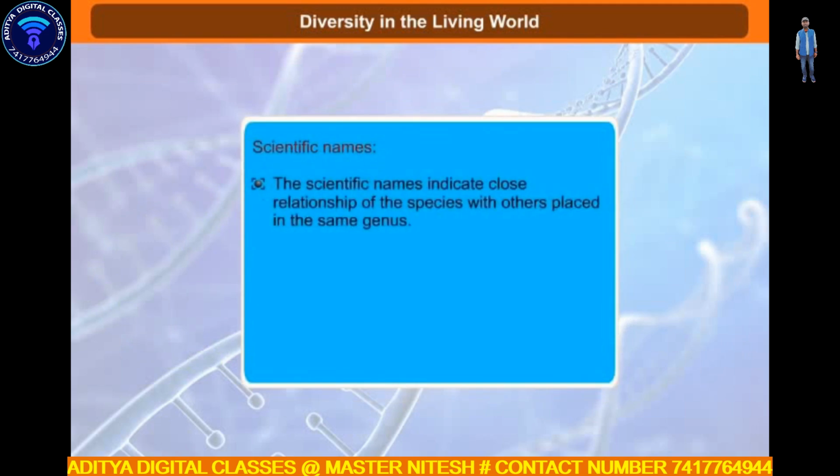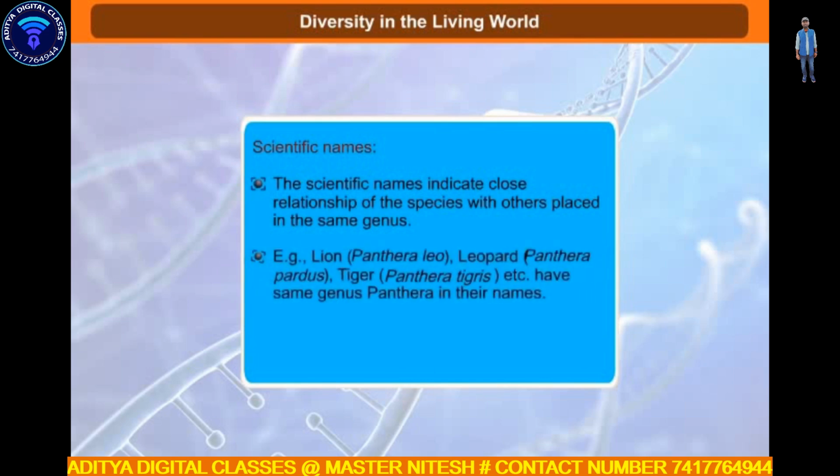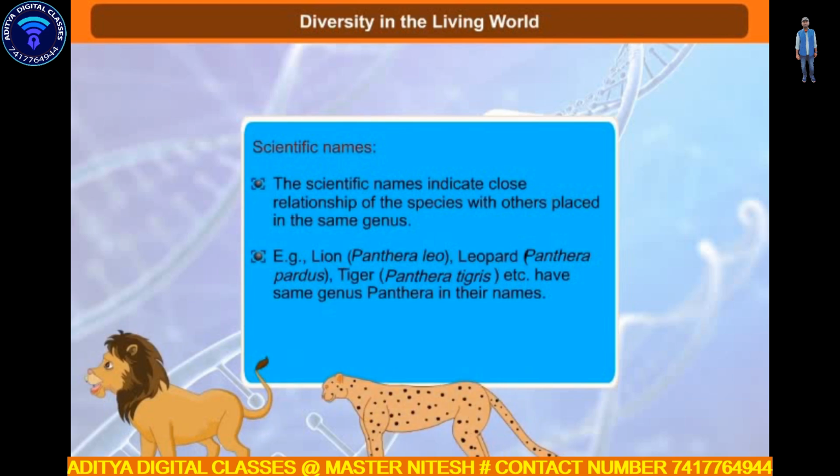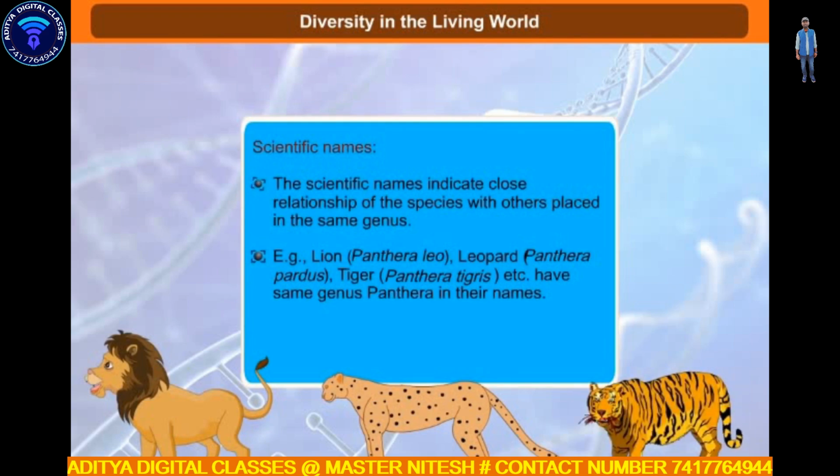The scientific names indicate close relationship of the species with others placed in the same genus. Example: lion, Panthera leo; leopard, Panthera pardus; tiger, Panthera tigris, etc. have the same genus Panthera in their names. It shows that although they are different species, they are closely related to each other.